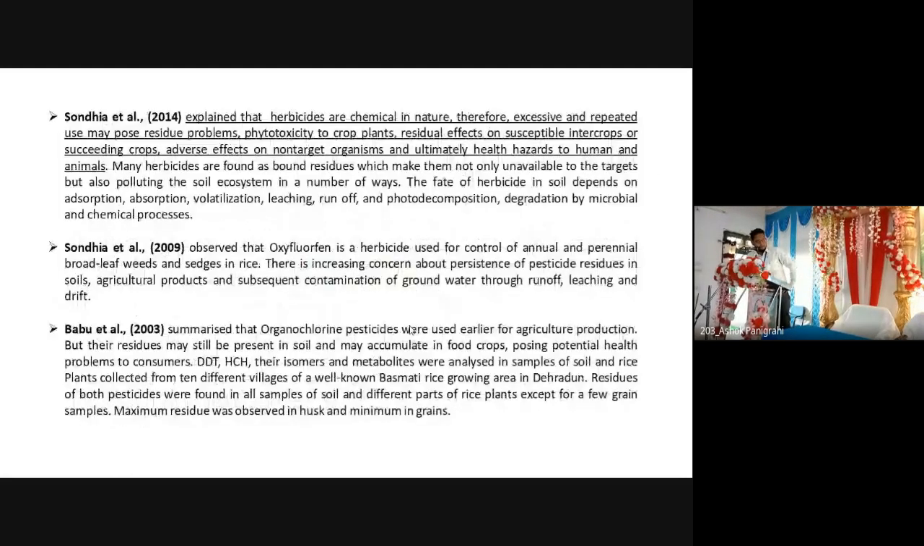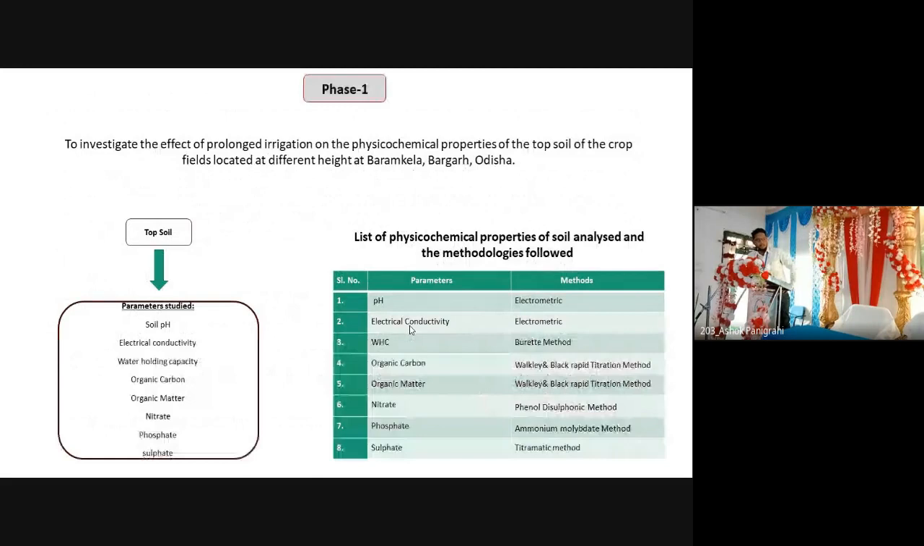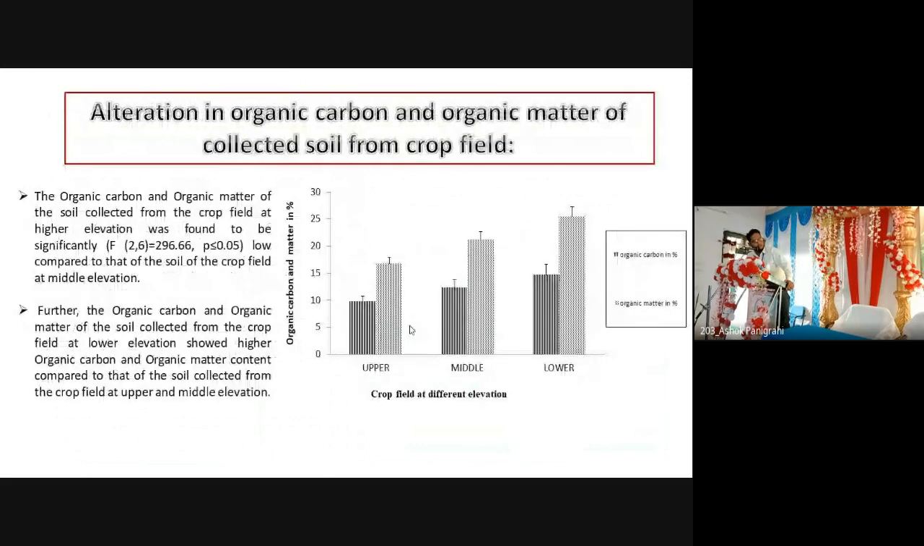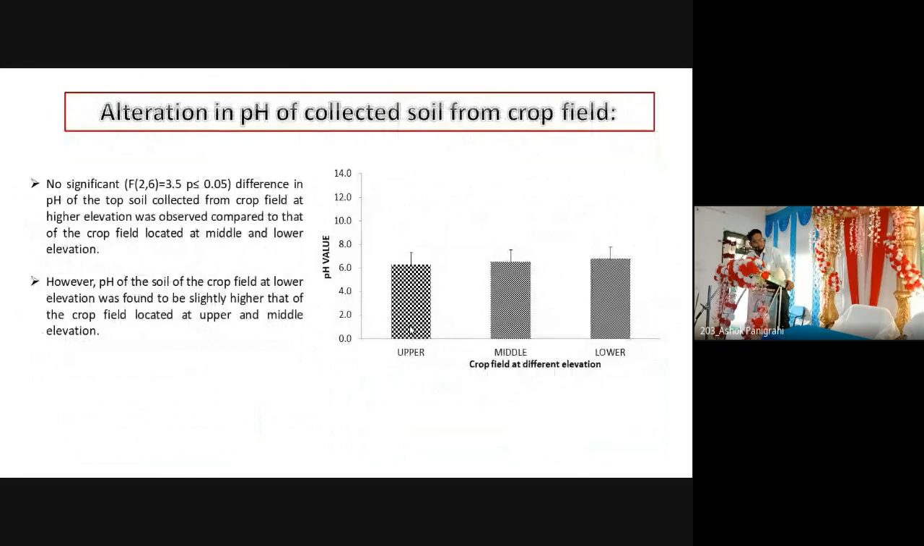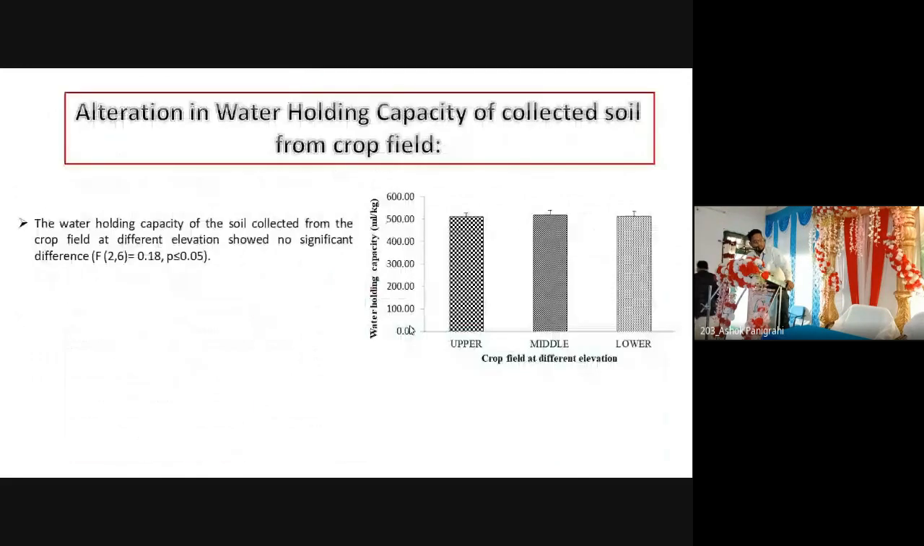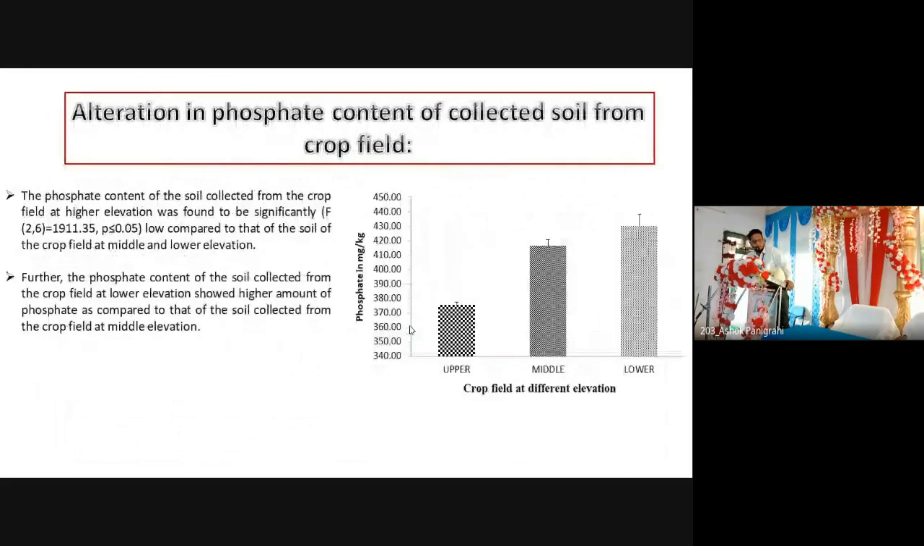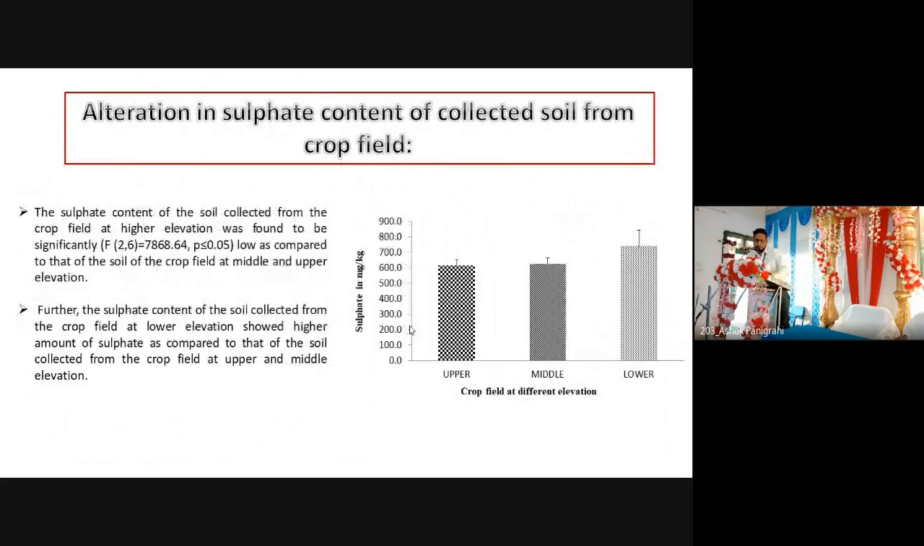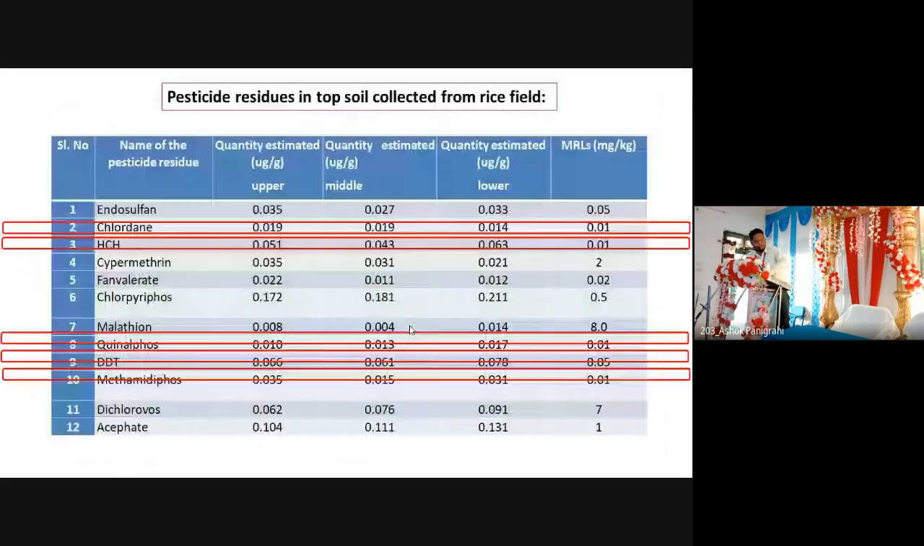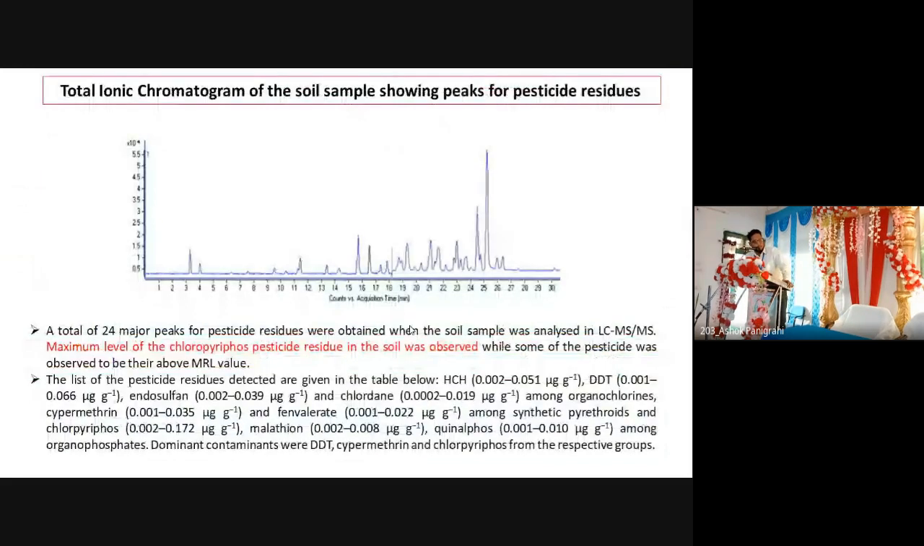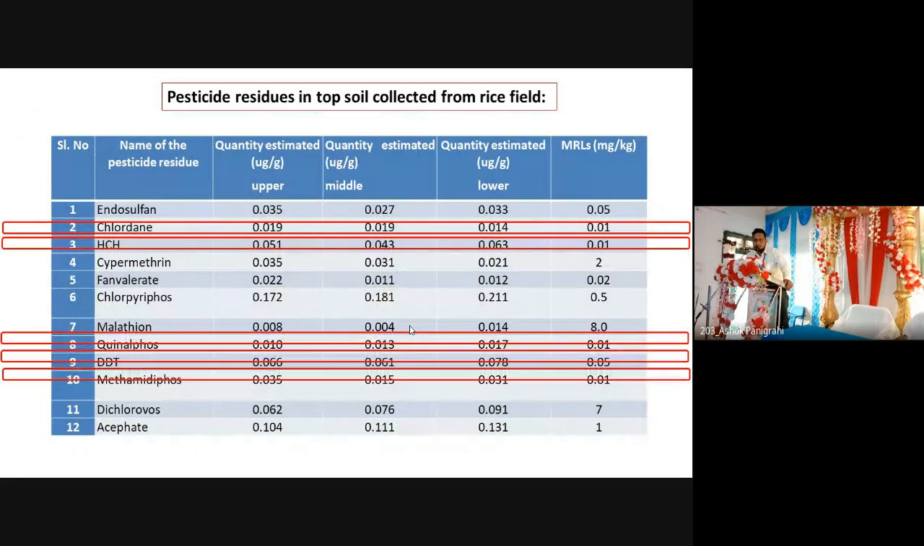This is a review of literature that I have done. When I characterized the soil, I used these parameters. Here we can clearly see that for nutrients like phosphate and nitrate, the nutrient is getting leached from the upper field to the middle field and to the lower field. In the samples, I saw 24 major peaks of pesticide residue. The maximum levels of pesticide residue we found were chlorpyrifos and similar pesticides. The areas I have marked in red are above the permissible limit.